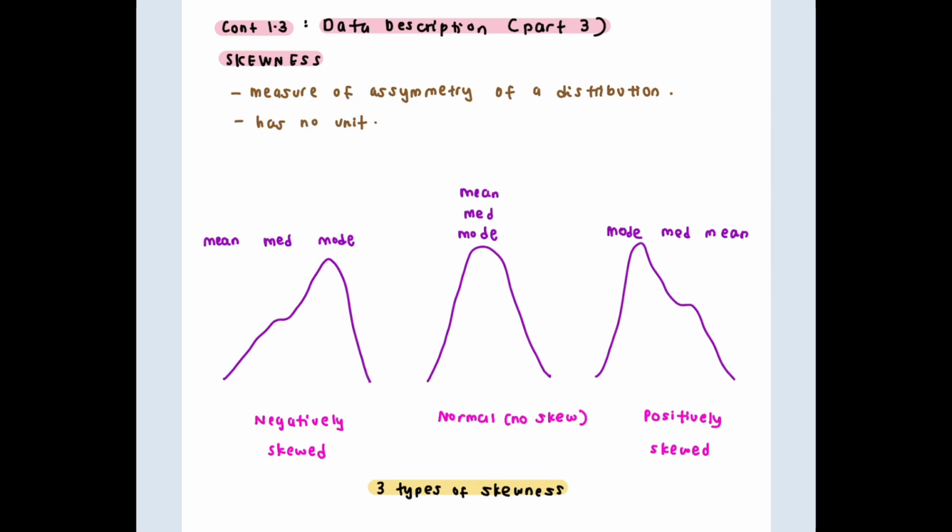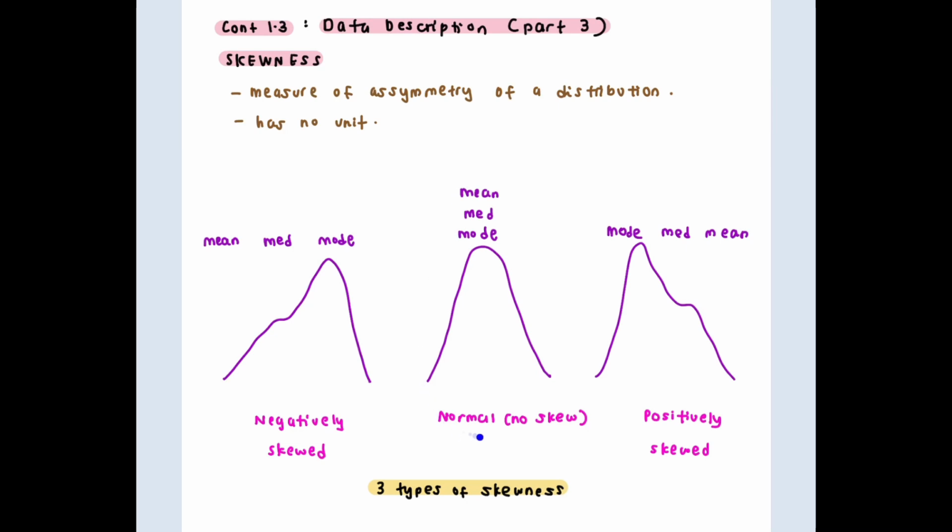If you look at these three types of graph, this one illustrates the three types of skewness. The first graph, we are having negatively skewed. If you look at the graph, the highest point is the mode, and then in the middle is the median. This one is your mean. Meaning that the mode and the median value is more than the mean value. So if you have this type of graph, we call this negatively skewed. Meaning that more of your data is at your right hand side because this is your mode, the highest frequency.